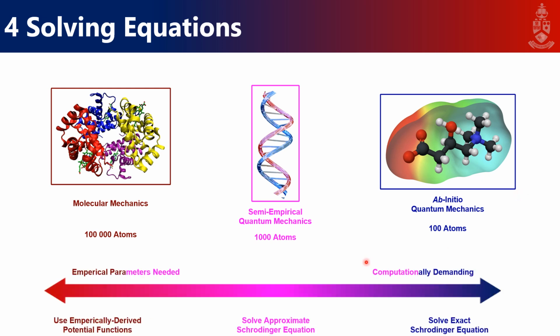Then a little gradient arrow to explain that here we need empirical parameters, in other words experimental data, and then here we solve an approximate form of the Schrodinger equation because certain terms are not left out but are predetermined, and then here we need to solve the exact Schrodinger equation. I say exact, but it's not exact given the mathematical approximations, of course.